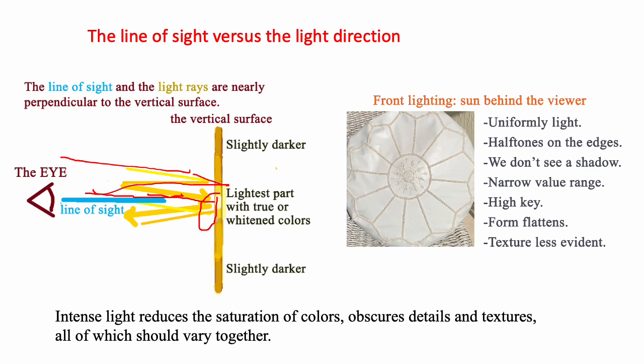So it loses some of its saturation. And at the same time, this intense light would obscure details and textures. So all of these things should vary together. This pillow is front lit with the sun behind us. It doesn't show form well because we don't see halftones, we don't see the shadows. It has a narrow value range and it's high key, meaning very light. And texture is not very evident.